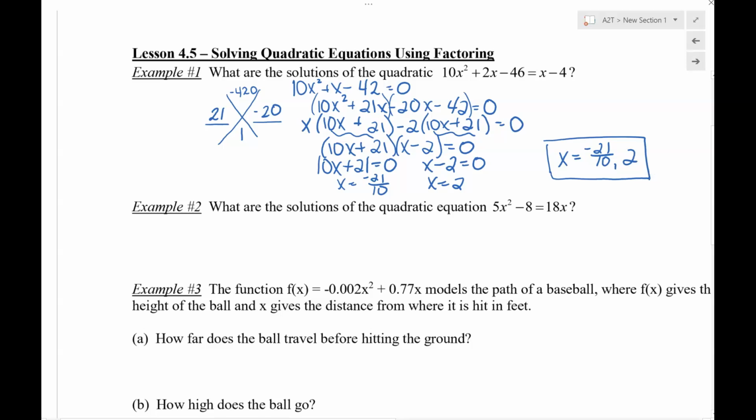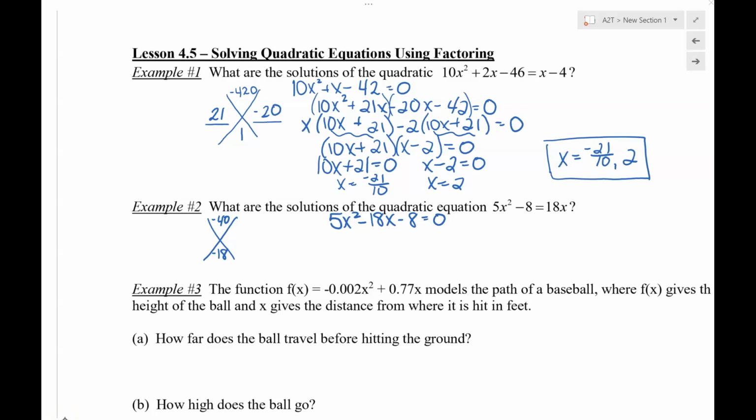All right, for the second one, again, we have an x squared term and an x, so we need to make sure that we set it equal to 0 before we solve. I use the x method. A times c goes at the top, so we have a negative 40, and that b value drops to the bottom. So what multiplies to negative 40 but adds to negative 18?